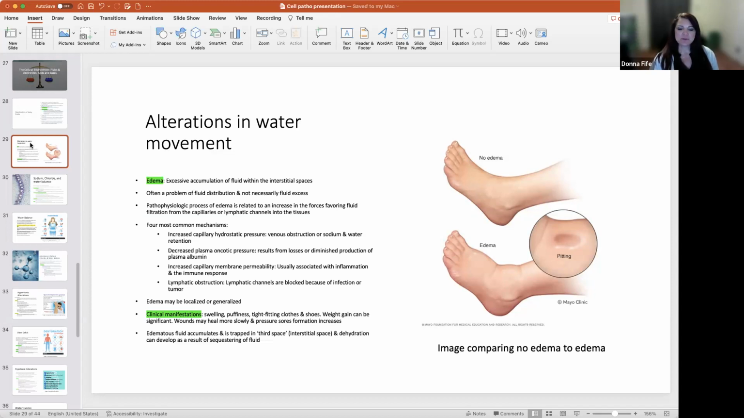Edema may be localized or generalized. Clinical manifestations: the patient may feel swollen, may have some puffiness, they could complain of their clothes or shoes feeling tighter. Weight gain can be pretty significant, and edema can cause wounds to heal more slowly and cause pressure sore formation risk to increase. Edematous fluid accumulates and is trapped in third space or interstitial space, and dehydration can develop as a result of sequestering of fluid. And here's just an image showing no edema compared to edema and how it looks with pitting.